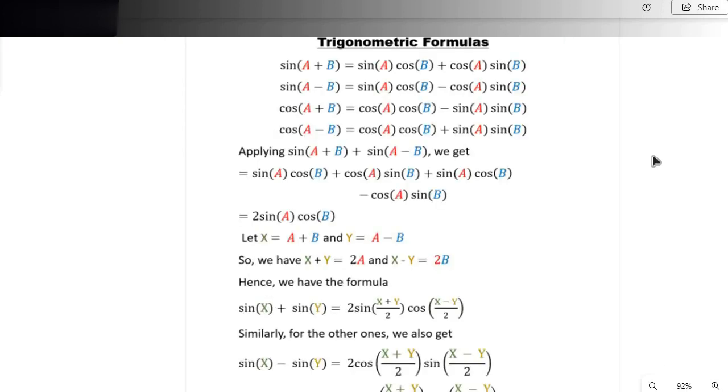Now, before we find out the differentiation of trigonometric functions, let's look at some trigonometric formulas. Here we have the four main formulas, which are also called the compound angle formulas. For example, sin A plus B is equals to sin A cos B plus cos A sin B, and sin A minus B is equals to sin A cos B minus cos A sin B. For cos A plus B, we have cos A cos B minus sin A sin B, and cos A minus B is equals to cos A cos B plus sin A sin B.